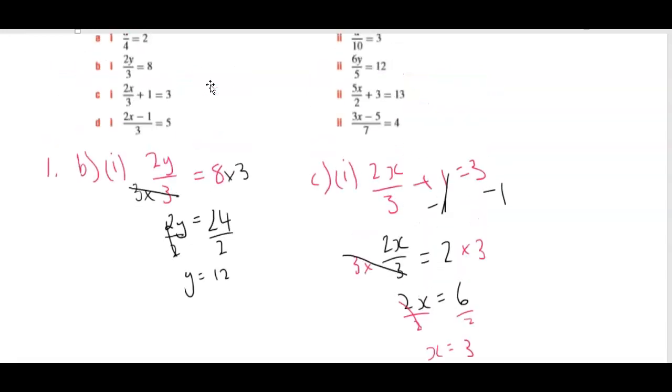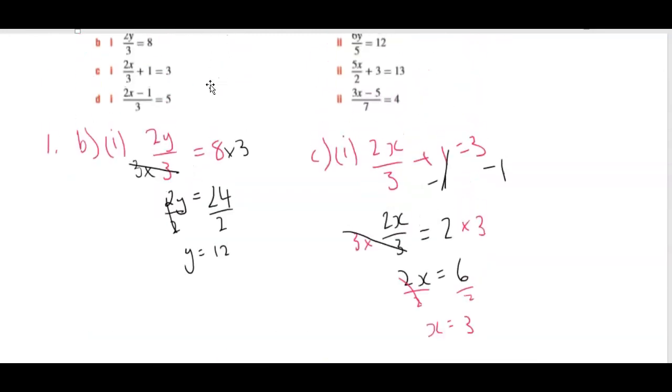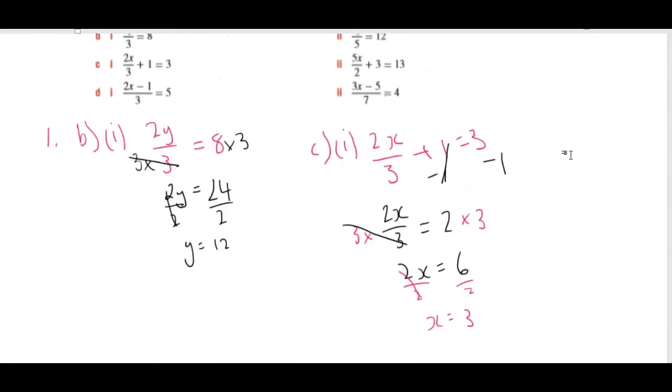Now I'm just going to have a look. All right, let's do question D as well. I'm running out of room, but I think I might be able to fit it in just down the end here. I have to write a little bit smaller than what I usually do. 2x minus 1 over 3 equals 5.